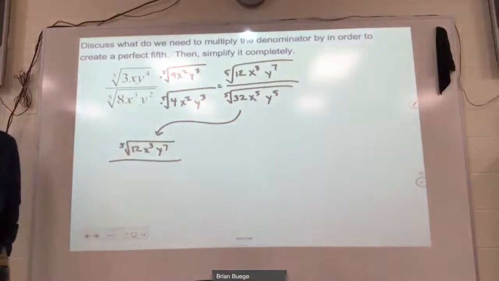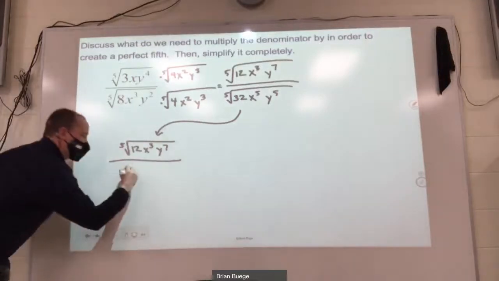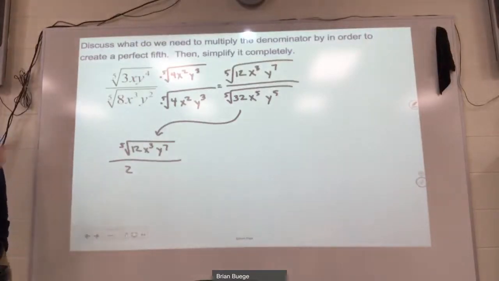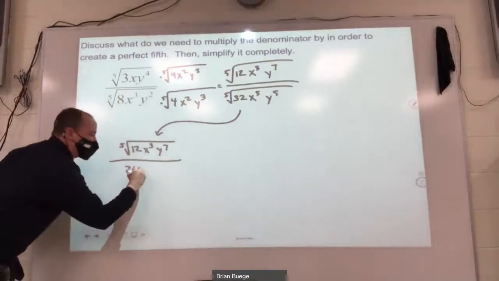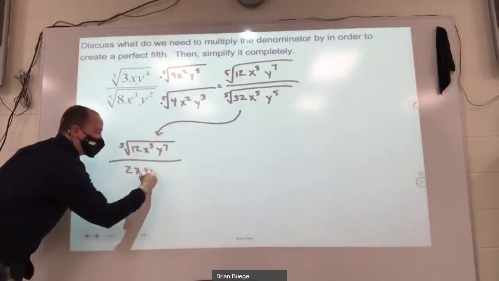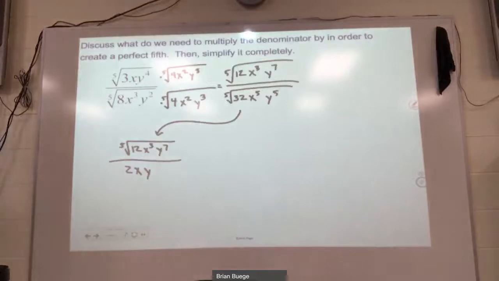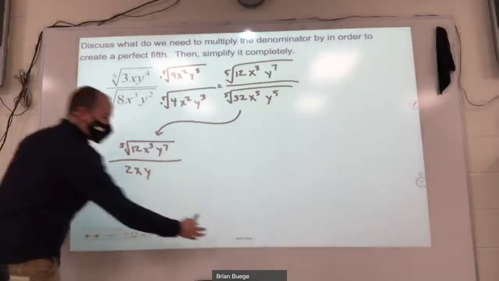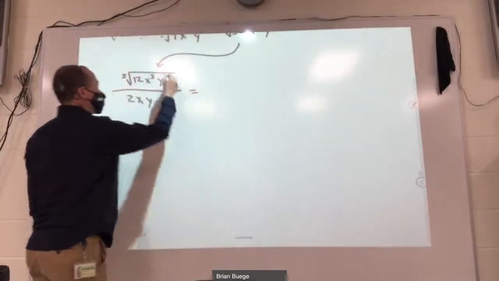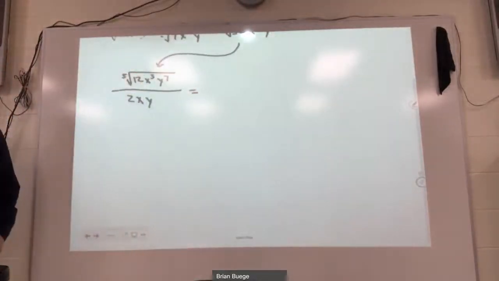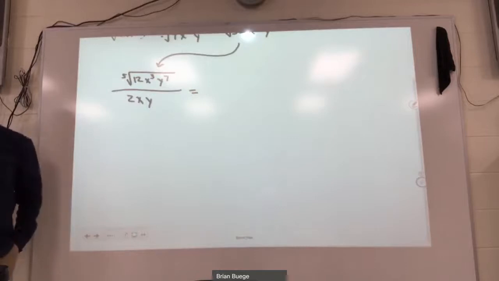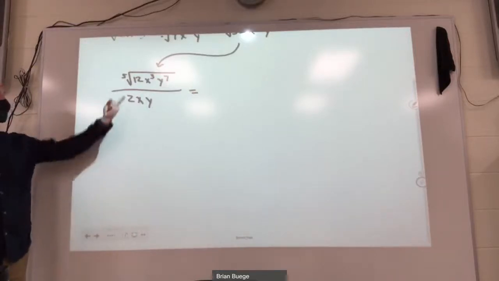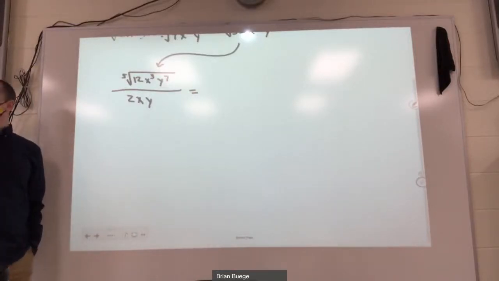Fifth root of 32 is 2. 2 to the fifth power gives you 32. Fifth root of x to the fifth is x. Fifth root of y to the fifth is y. So we no longer have a radical in the denominator. So the only question left is, can I simplify the numerator at all, which will then possibly cancel something in the denominator? Can I pull anything out of my fifth root?